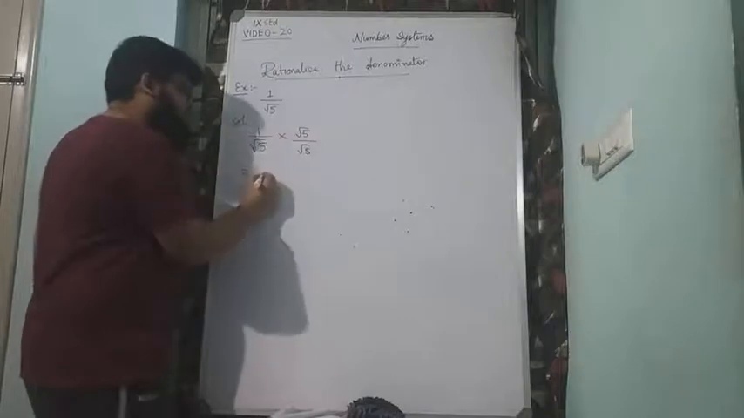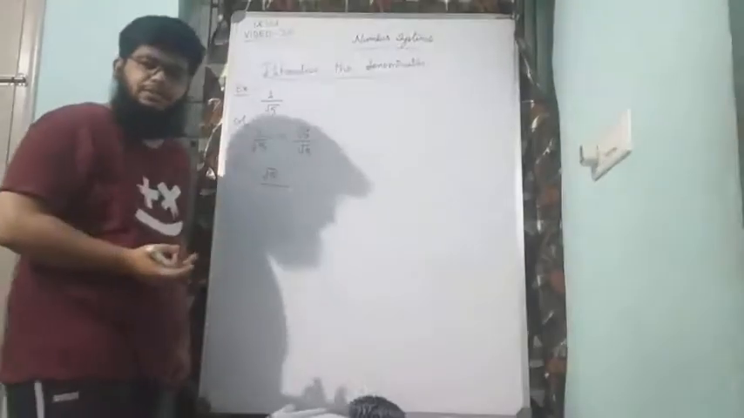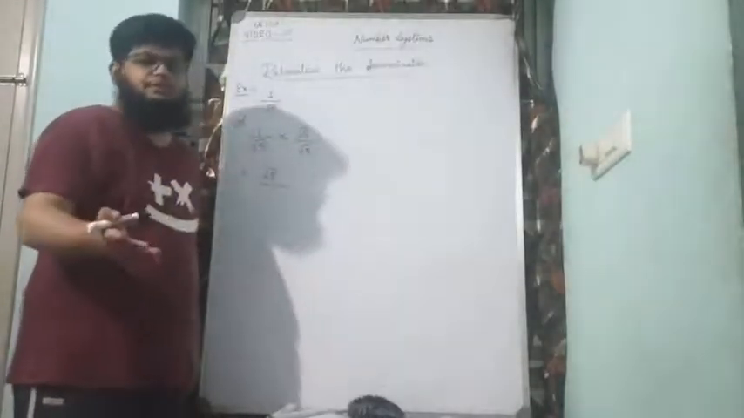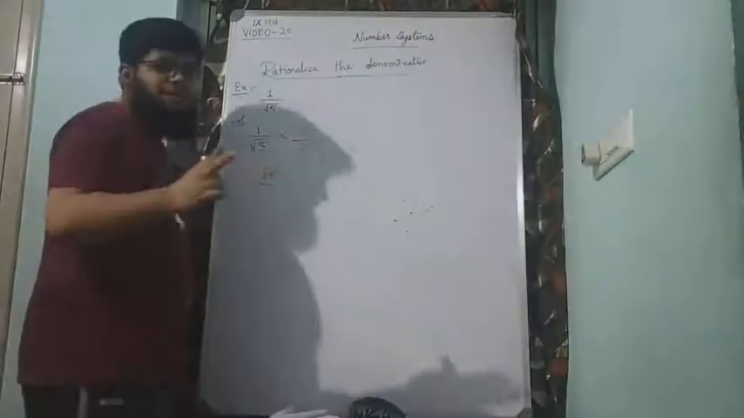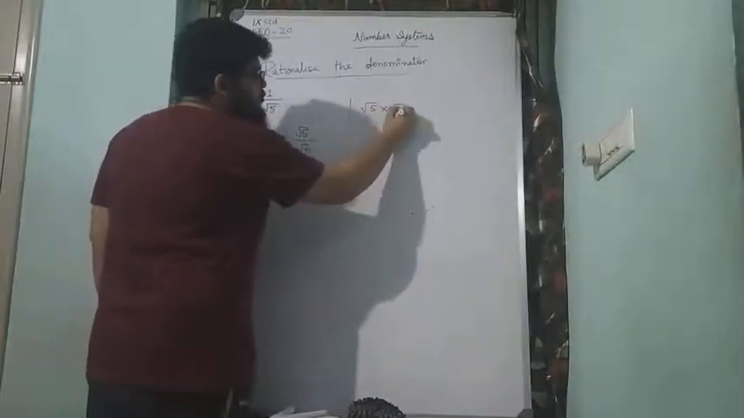So 1 into root 5 will be root 5. Any number multiplied by 1 is the same number. Just like 1 5 is 5, 1 into root 5 will be root 5. Now root 5 into root 5, there are two ways of multiplying it. I will show you both. One is root 5 into root 5.